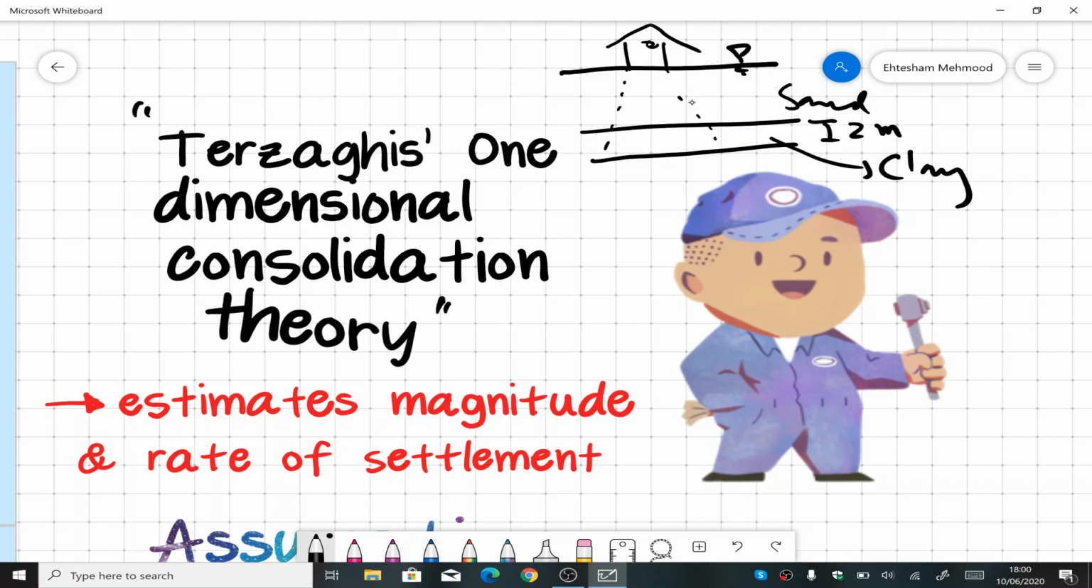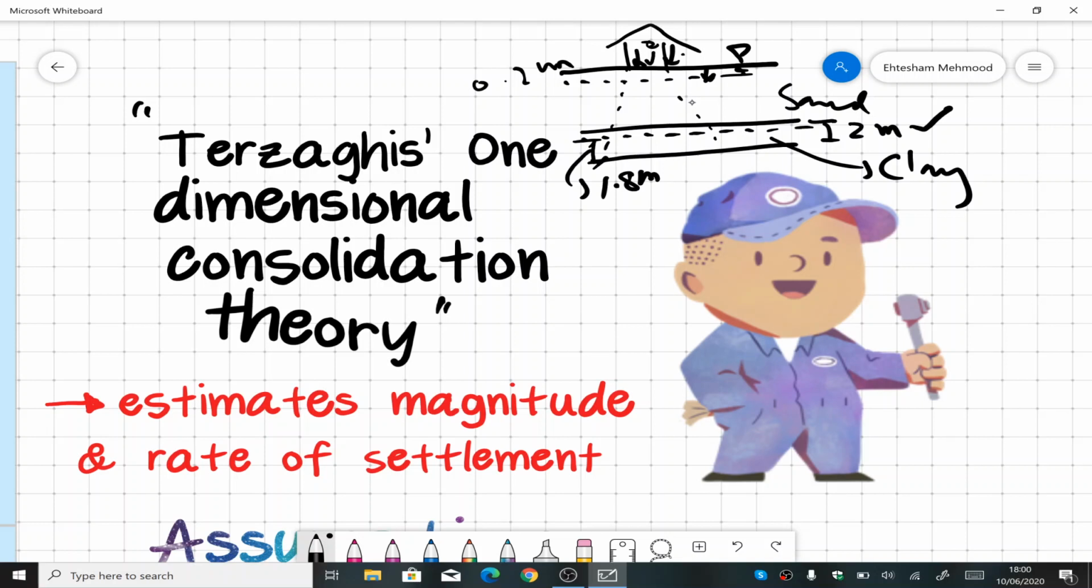And by settlement I mean, if this is the initial thickness of 2 meters, then after settlement, due to the load coming from the ground surface, how much reduction would happen. Maybe the new reduced depth is, let's say, 1.8 meters. Now as the clay layer settles, so does the ground. That means the ground would also move down by an estimate of 0.2 meters.